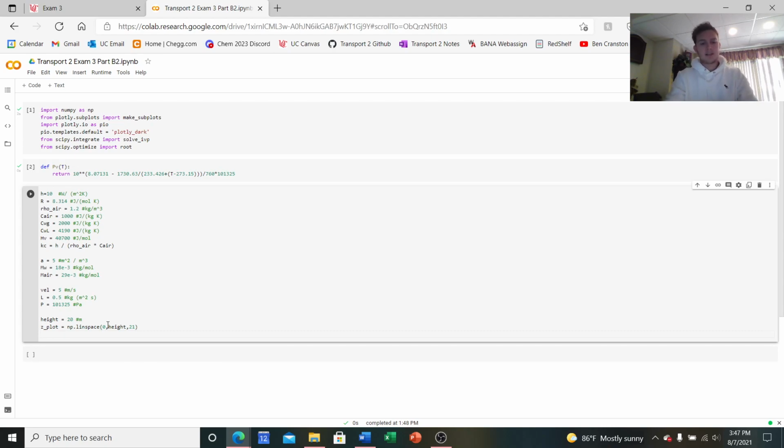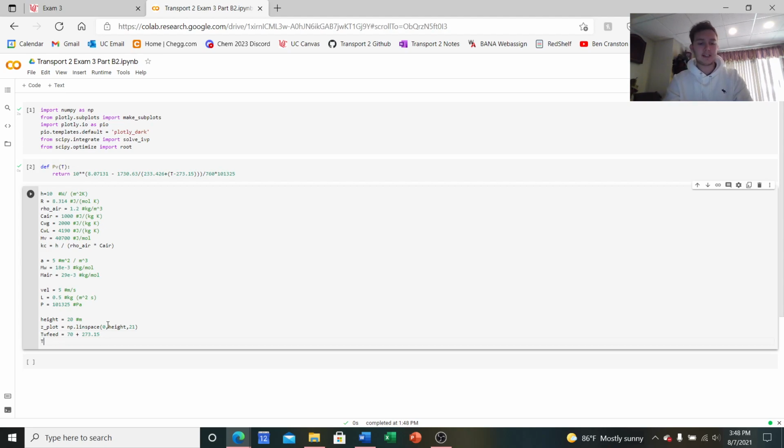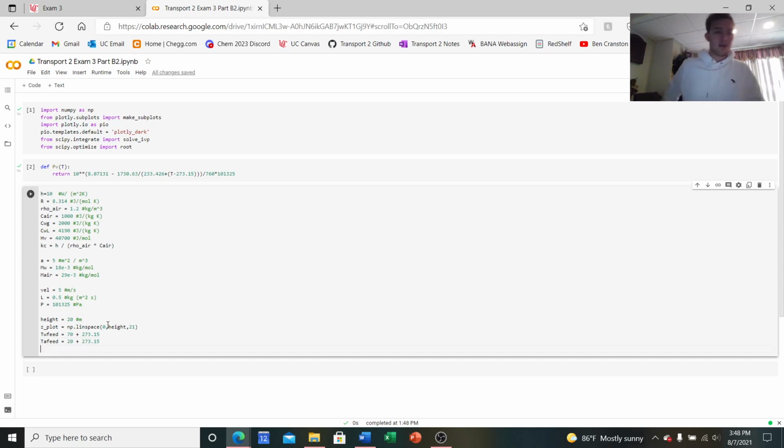And so next thing we're going to have to do is alter the water feed that we were given, and that was, I have it right off to the side here, 70 degrees Celsius, and we're going to have to add 273.15 to make that into Kelvin. And we're going to have to do the exact same thing with the gas feed. So I think that one was 20. We're still going to have to add 273.15 on that, just to make that into Kelvin.